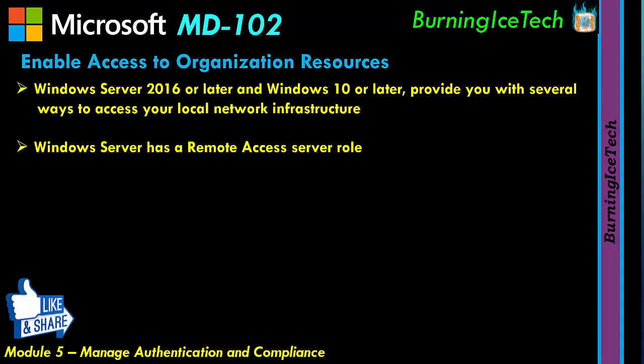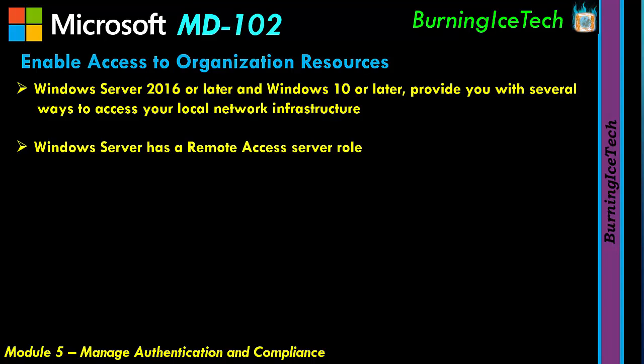So direct access is what we used to use. Now it's called always on or always VPN. It's actually called always VPN. Sorry. So yeah, this used to be direct access. Now it's called always VPN, which is available in Windows Server 2016 and later, in case you're wondering. Most technologies for remote access or publishing of internal resources are based on remote access server role in Windows Server.